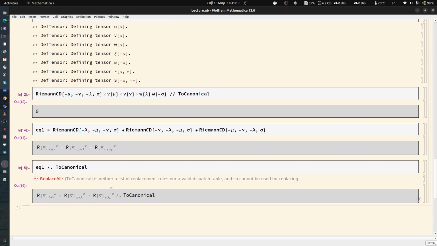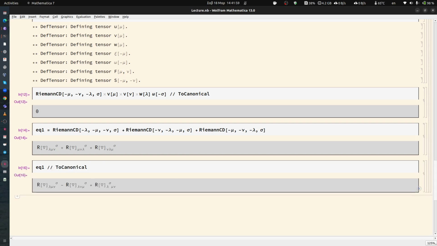But still, we will not be able to... sorry, there is a mistake here. I have to apply ToCanonical. So you see the terms are reordered as well as their indices, but we still don't obtain a result that is equal to 0. And the same is true if we try to apply Simplification.